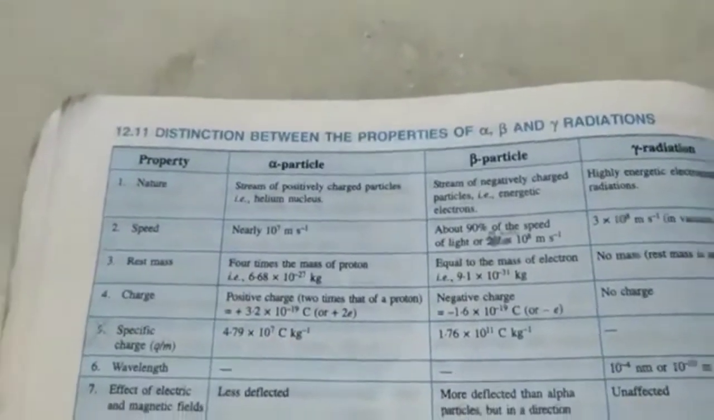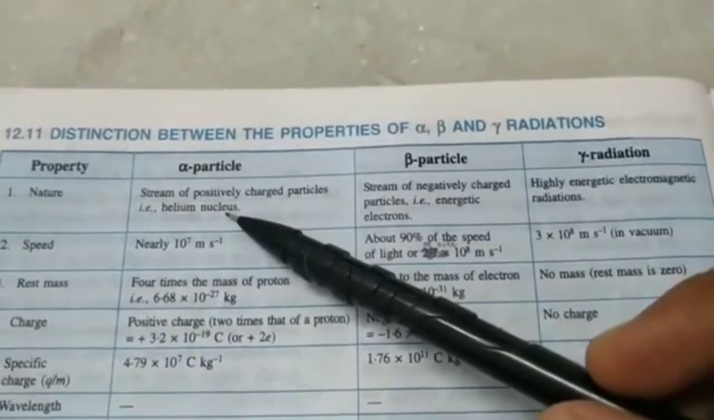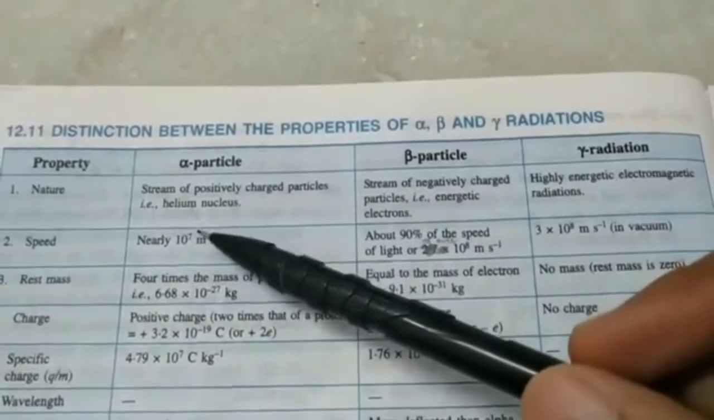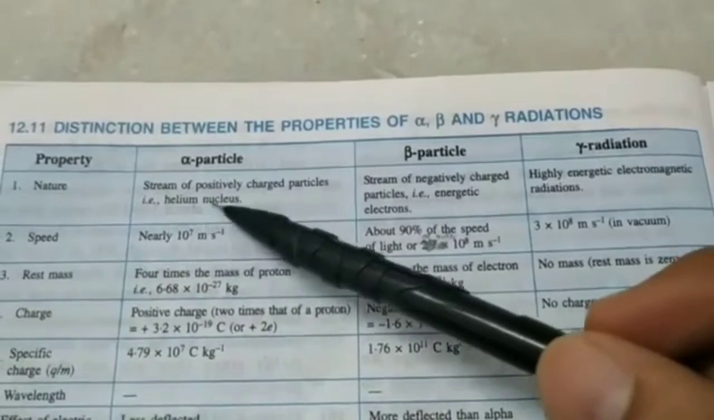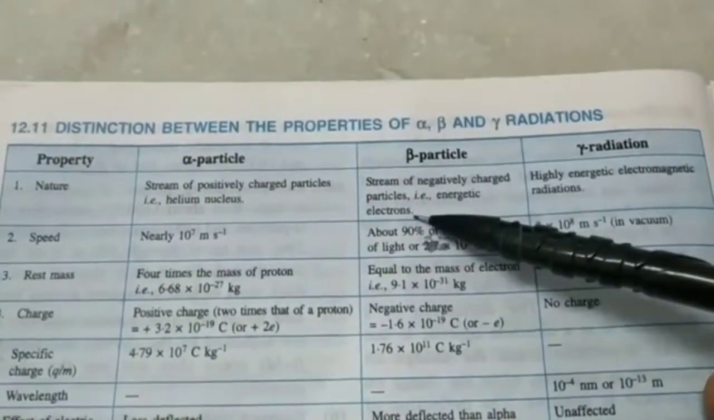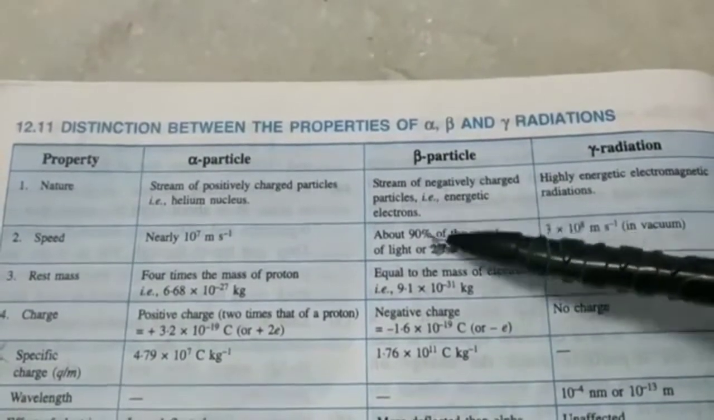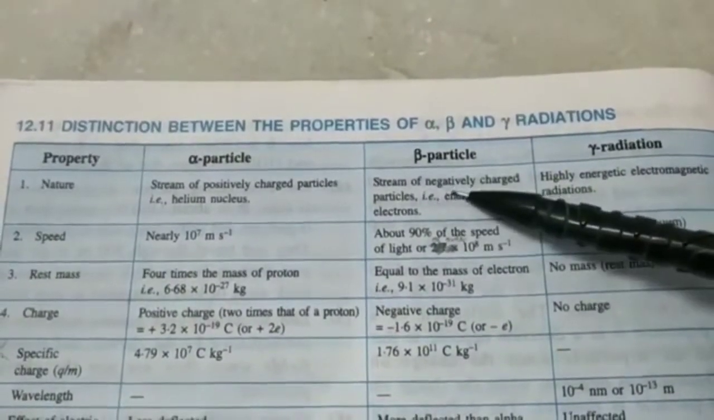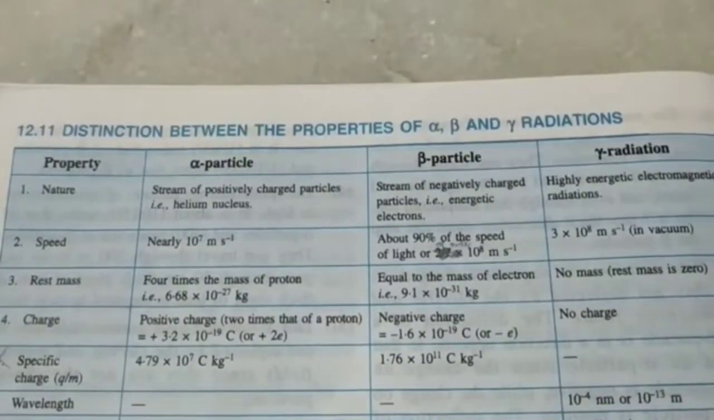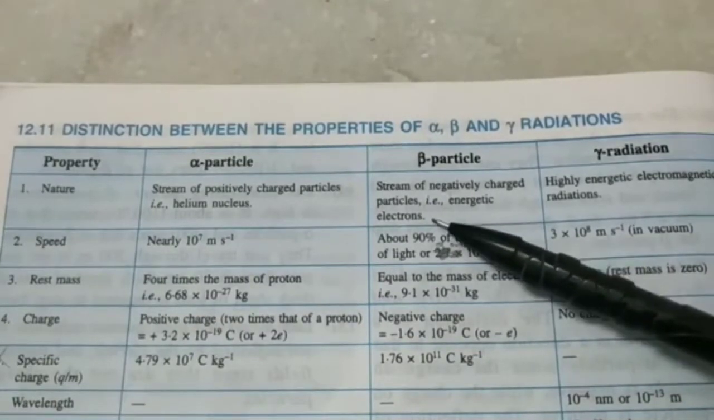Now let's compare the properties of alpha, beta, and gamma radiations. Alpha particles, as I said, are a stream of positively charged particles, doubly ionized helium atoms. Don't say doubly ionized helium nucleus. If you want to say helium nucleus, then just say that. Beta particles are nothing but electrons, but surprisingly, these are not the electrons from the shells of the atom. If you remember, radioactivity is a phenomenon which happens at the nucleus. So these electrons are actually emerging from the nucleus. That is why they have a special name called beta particle.